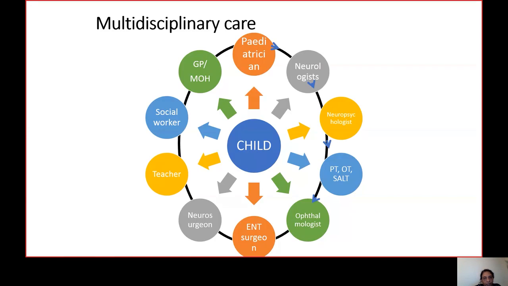How do we manage them? Ideally it has to be multidisciplinary because they have long-term problems, especially in children. Development is a problem, uncontrolled seizures are a problem, and intellectual disability is a problem. The neurosurgeon will have to intervene with surgery, and the eye, the ENT, the therapist and the neuropsychologist need to be involved, including the local general practitioner or the MOH, who will look after the compliance, and also the social worker to look into the family circumstances.